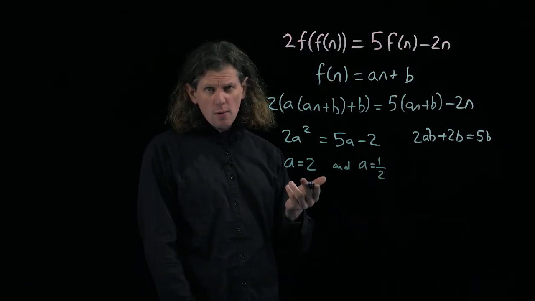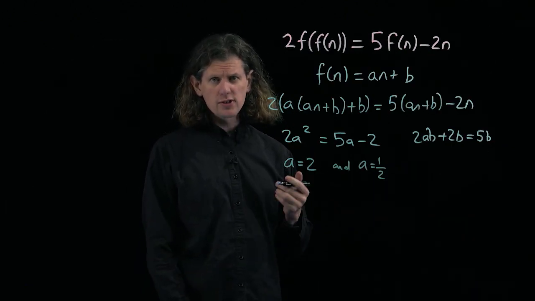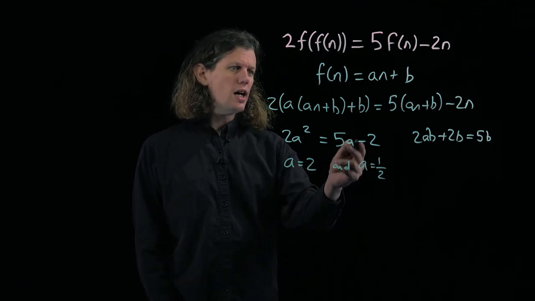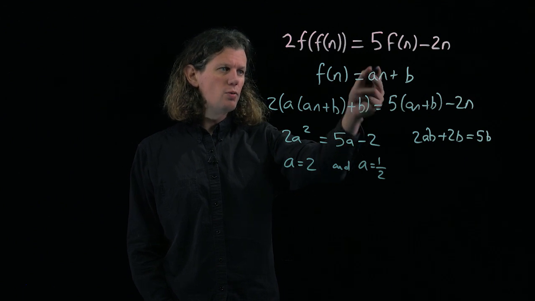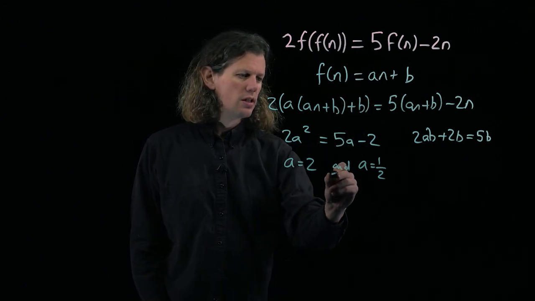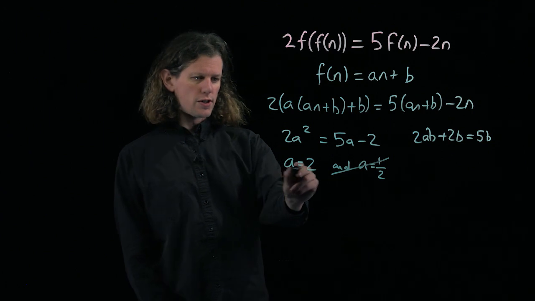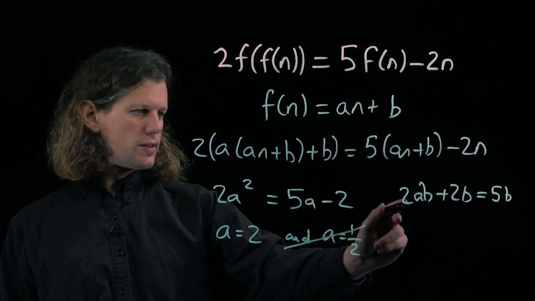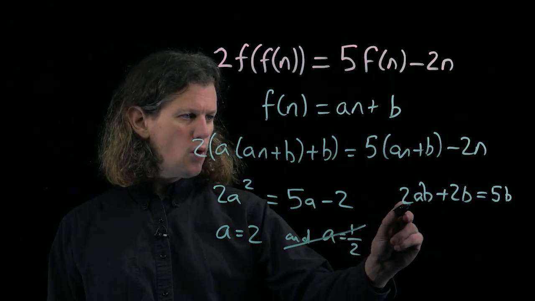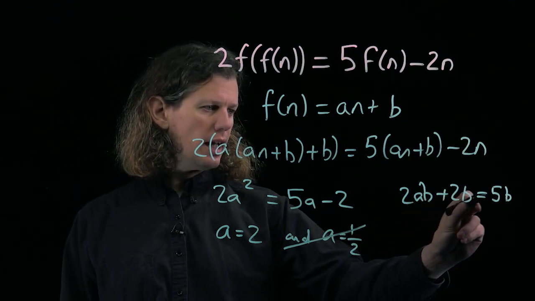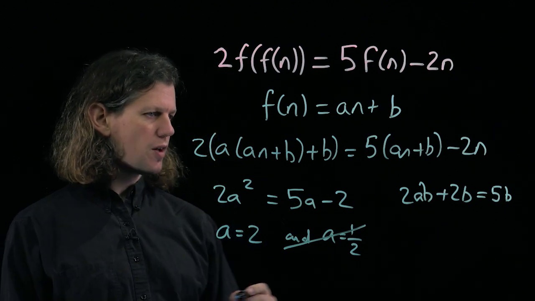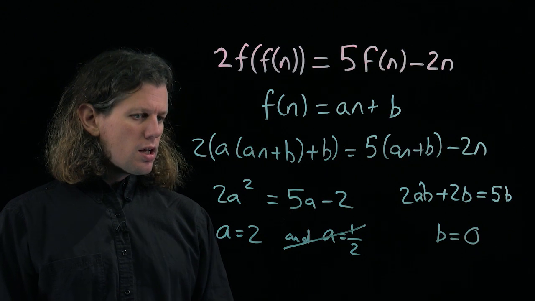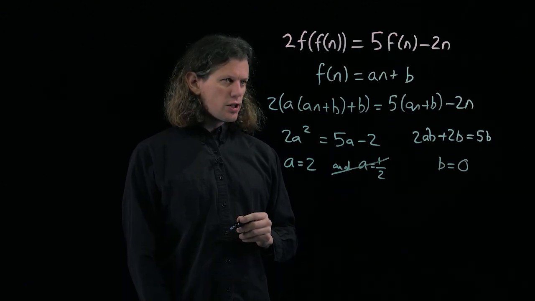But the condition in the problem says that the solution has to take integers to integers. That means we can't have a equals a half, because then we'll get non-integer values out. So we can ignore that one and focus on the solution a equals 2. Plugging a equals 2 into the equation on the right gives us 4b plus 2b equals 5b. So that's 6b equals 5b, which of course means that b has to be 0. So that gives us a possible solution.